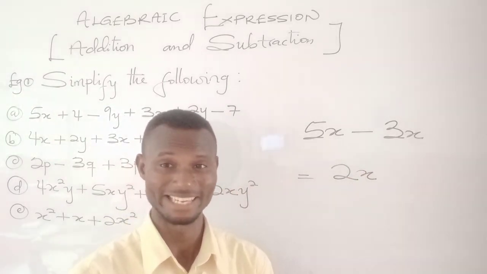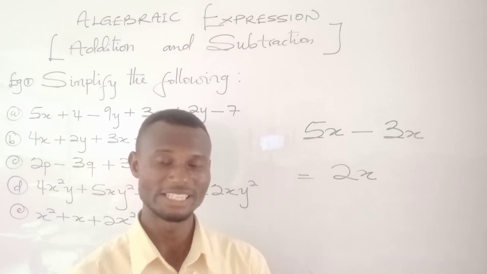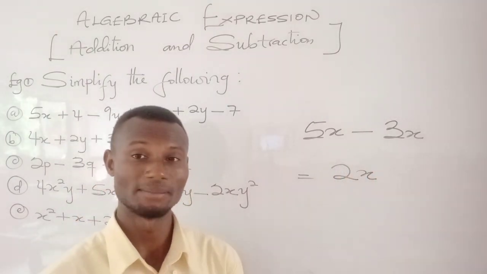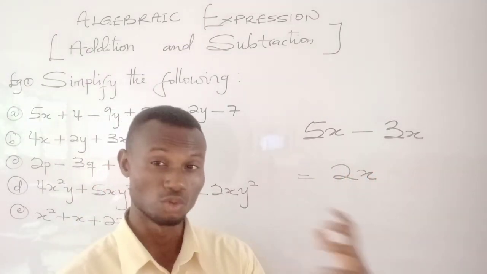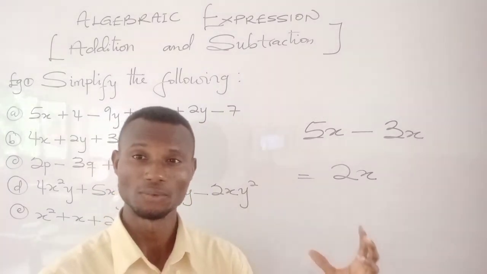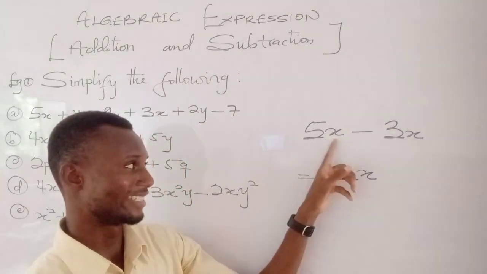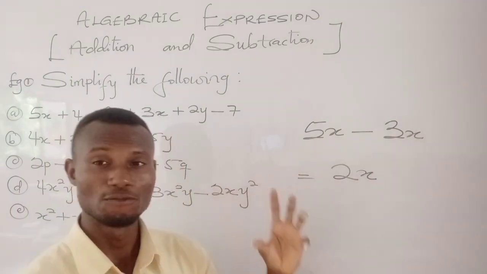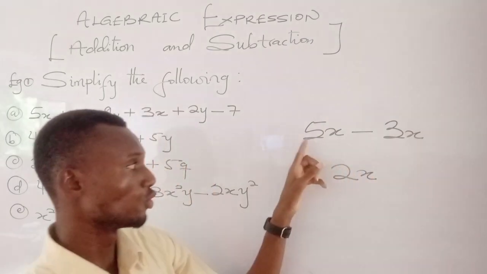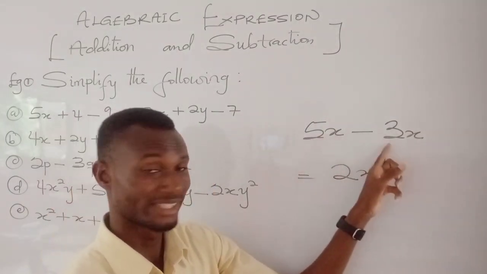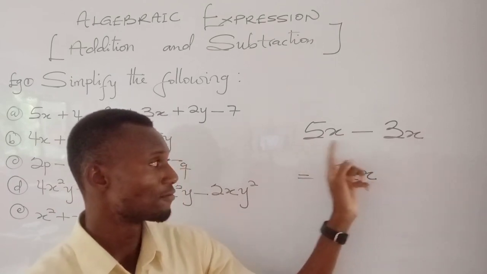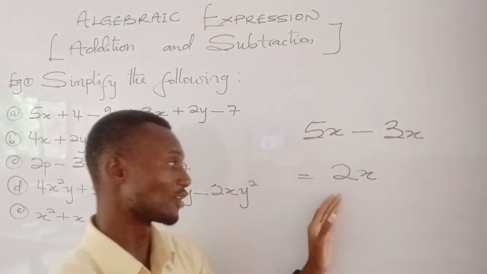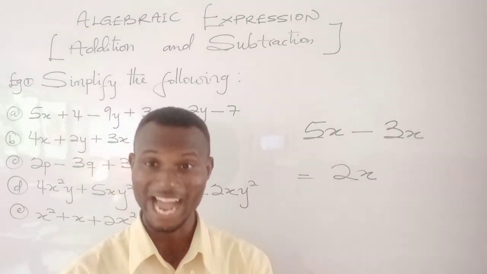I hope the explanation is clear enough up to this point. Let me just go over one more time. We have 5s minus 3s, and I'm saying that for you to do the simplification, we deal with the coefficient. The coefficient of this s is 5. The coefficient of this s is minus 3. Now, for us to subtract them, we do the 5 minus 3. We deal with the coefficient. 5 minus 3 gives 2, and you just pick one of the variables and attach to it. That's why we are having 2s as our answer.